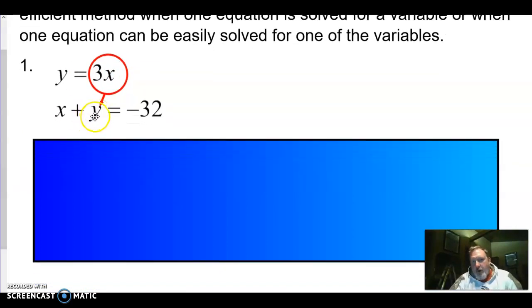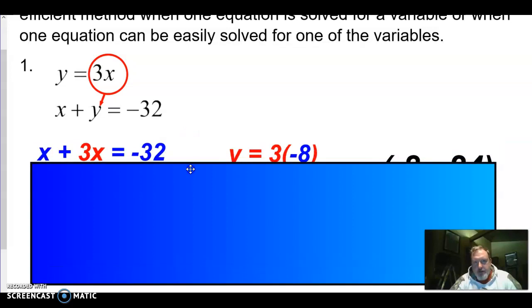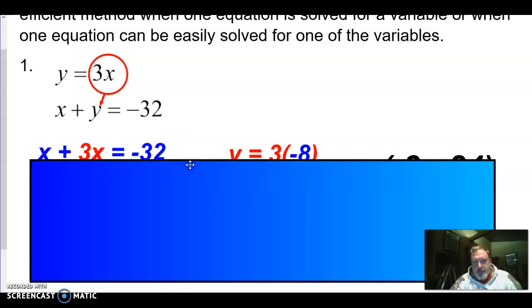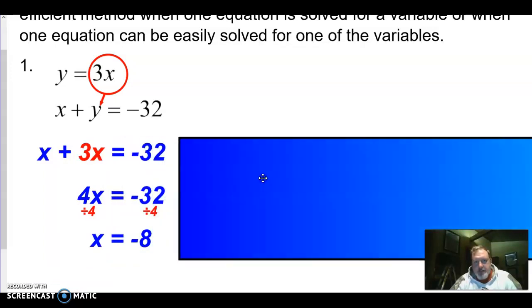And so instead of y here, we're going to replace that with 3x. And what that does is that gives me x plus 3x equals negative 32. I can combine these two together. That makes 4x. And then I can divide by 4 here, and I know that x equals negative 8.